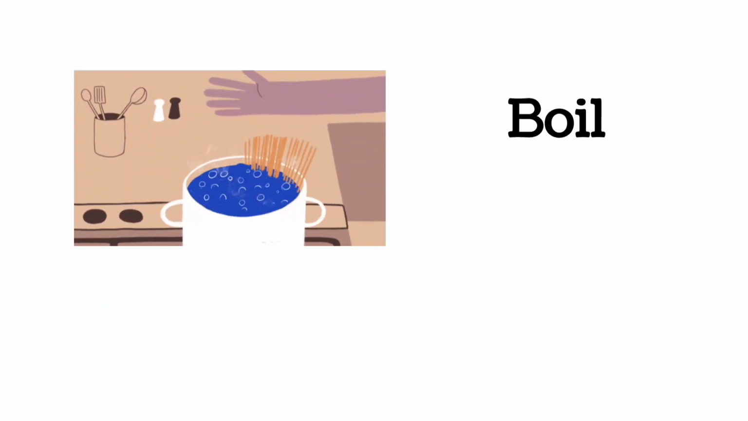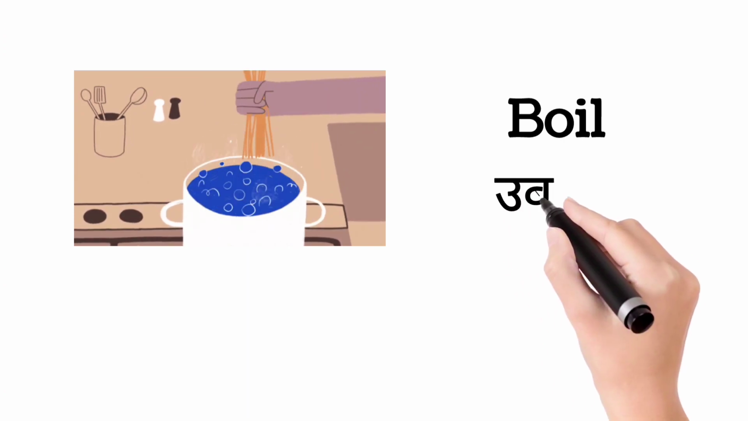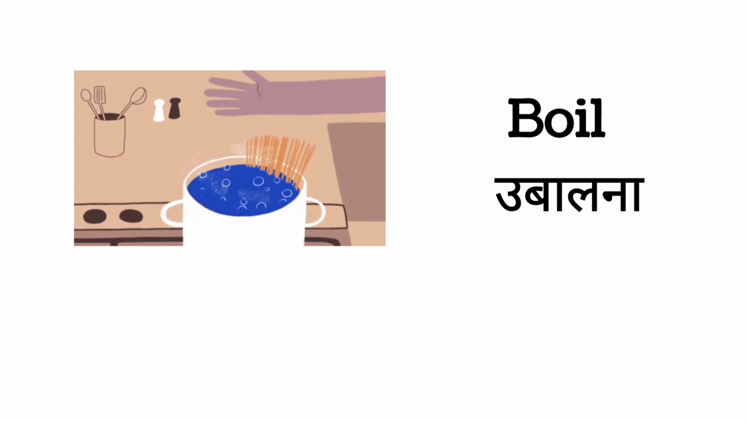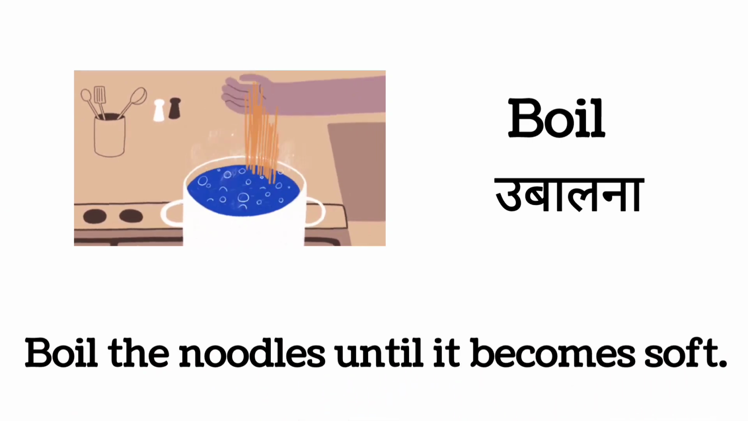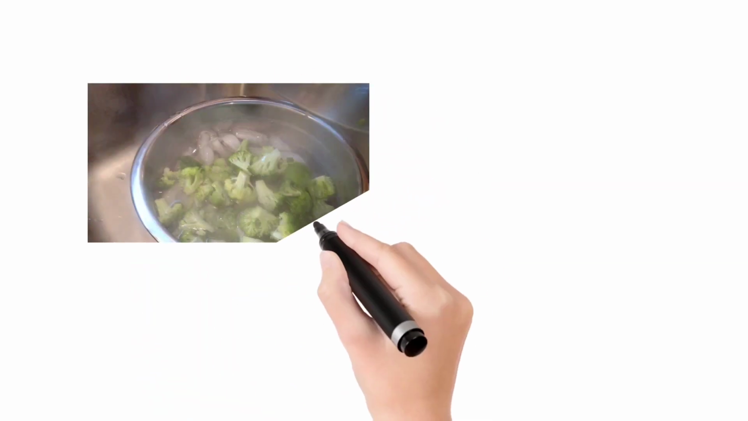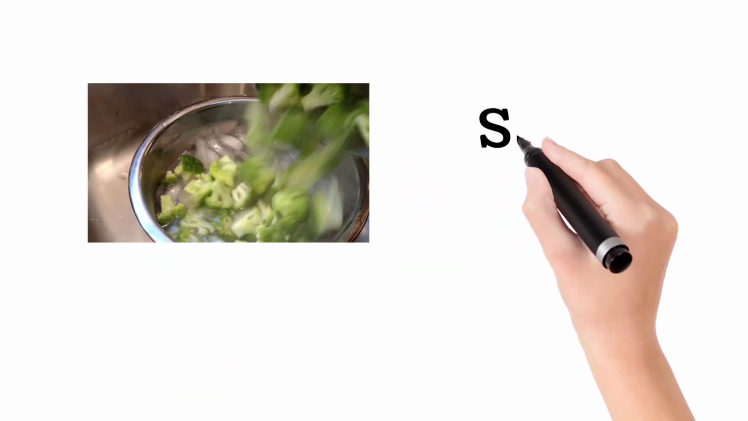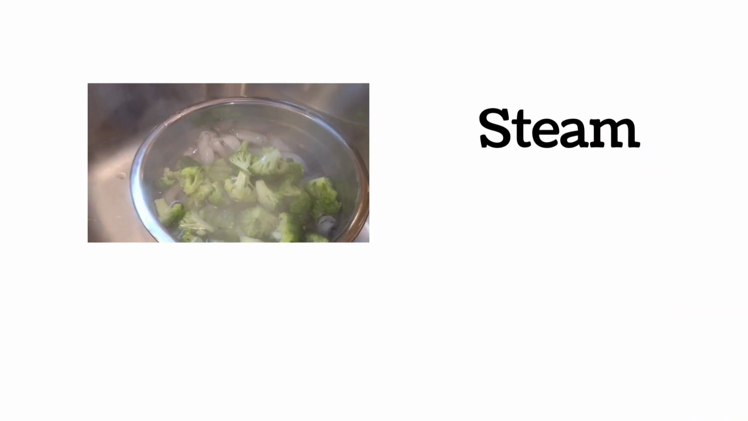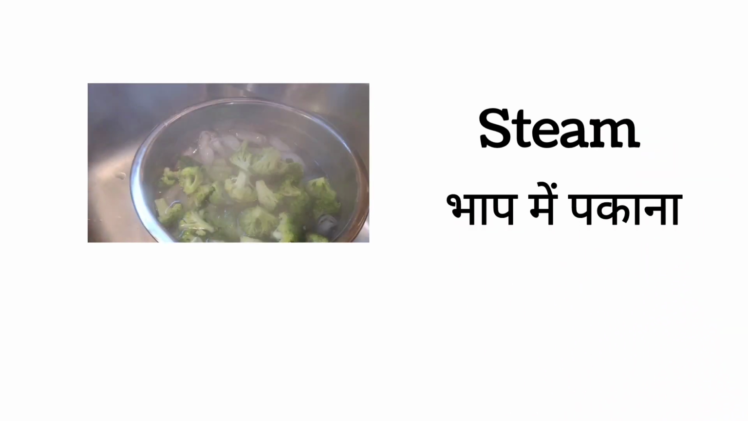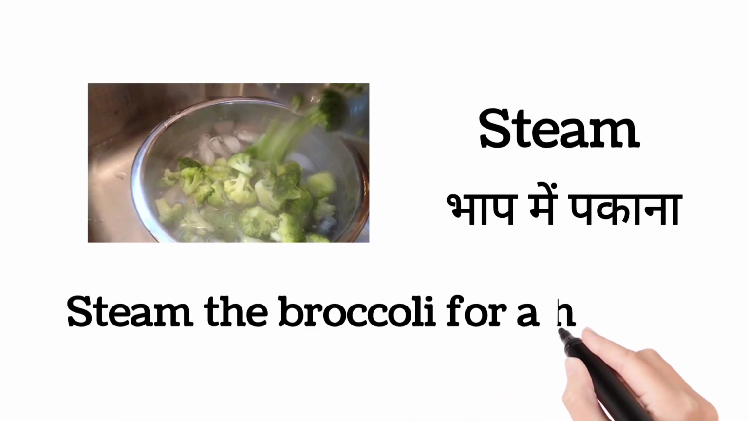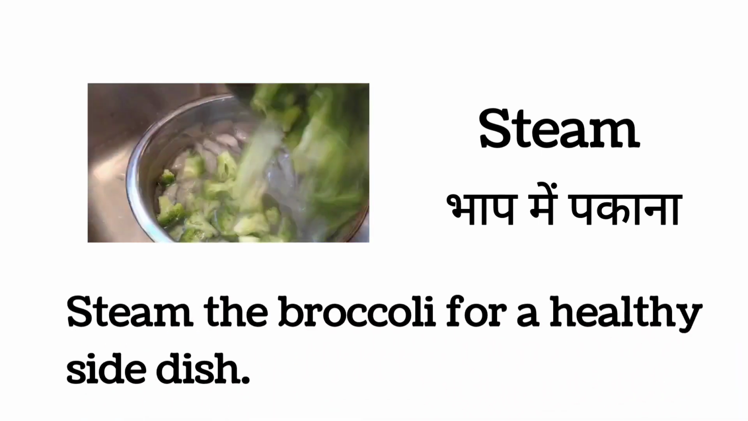Boil. मतलब उबालना. Boil the noodles until it becomes soft. Steam मतलब भाप में पकाना. Steam the broccoli for a healthy side dish.